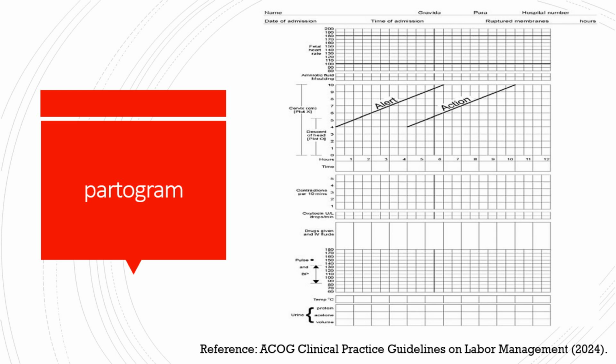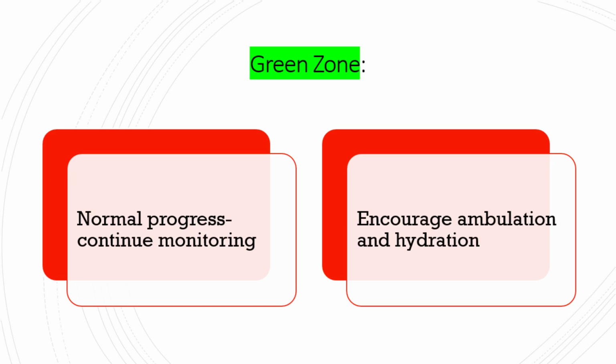The partogram consists of 3 zones: the green zone, alert zone and the action zone. The green zone indicates normal progress in labor. In this zone it is important to provide support, encourage ambulation, and ensure hydration while regularly evaluating maternal and fetal well-being.